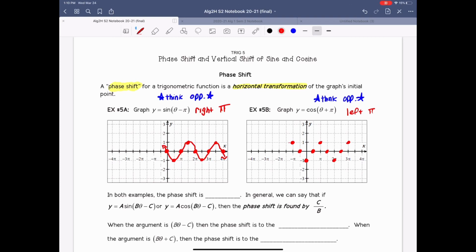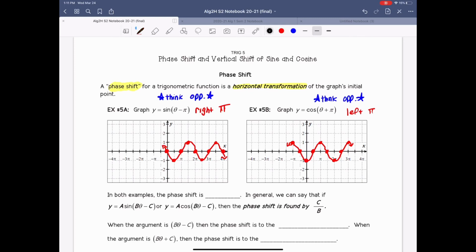And I'm just going to connect these dots using curves. And let's draw the arrows to show we go forever in both directions. Okay. And that is what my graph is going to look like. All right, guys. And so that is how we deal with our horizontal transformations.